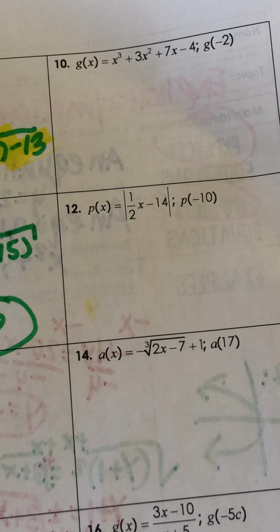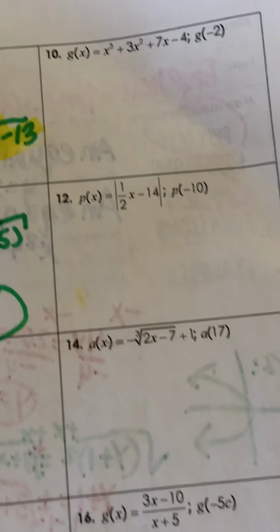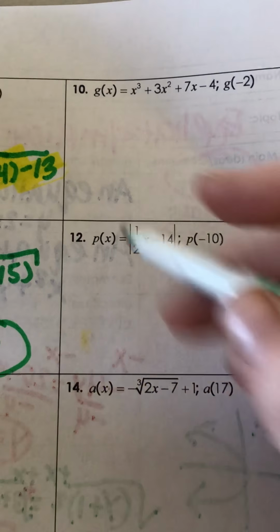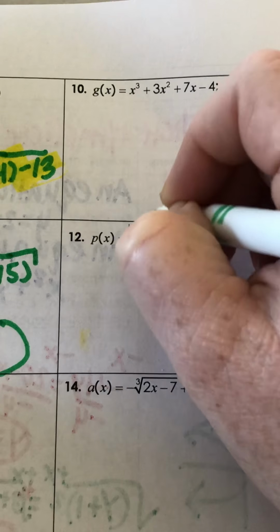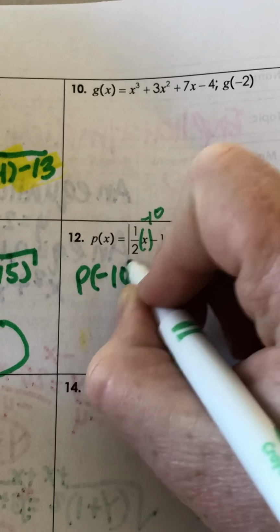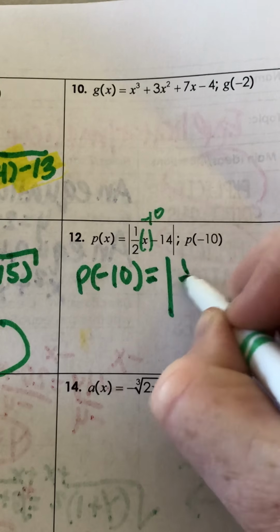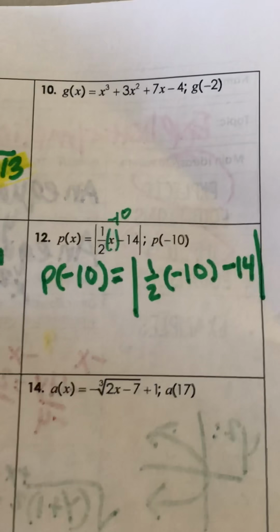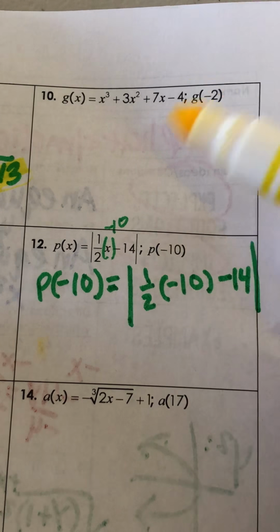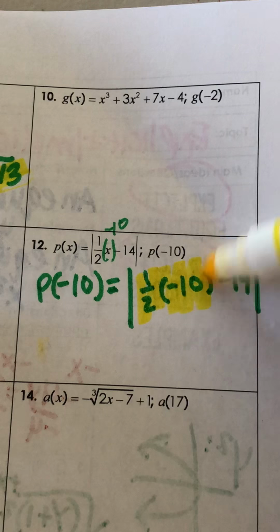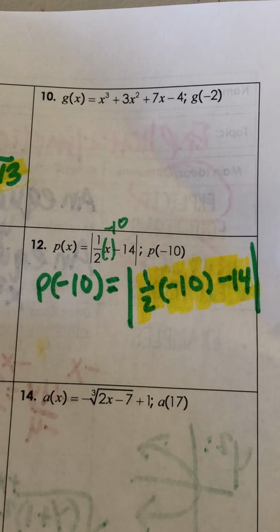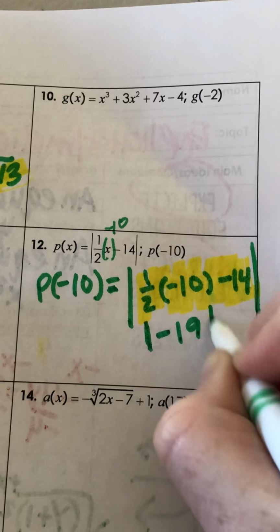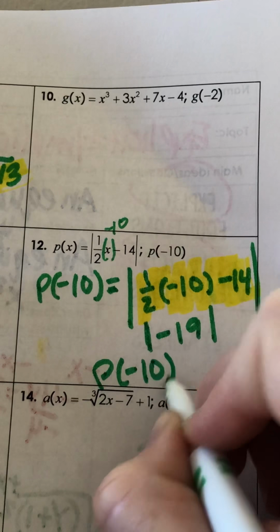We have quite a few. Let's do an absolute value. It's been a long time since we've done that, and then we'll talk about 13. So 12 and 13, and then we'll move on to the bottom. Where I see x, I'm going to put negative 10. So P of negative 10 equals the absolute value of 1/2 times negative 10 minus 14. Calculator wise, I would literally type this into the calculator and press equals, and you should get negative 19. So now I'm at the absolute value of negative 19, and P of negative 10 is 19.